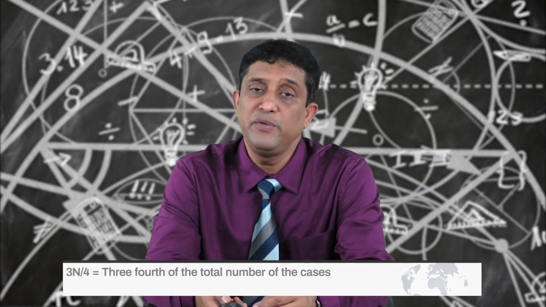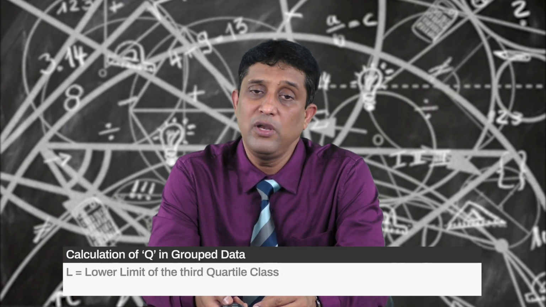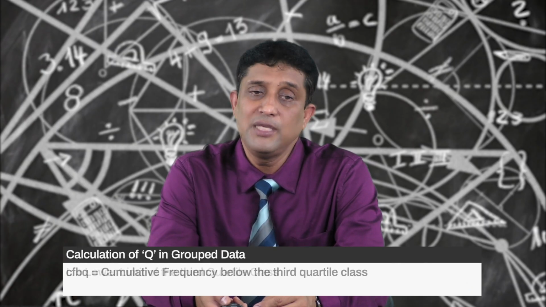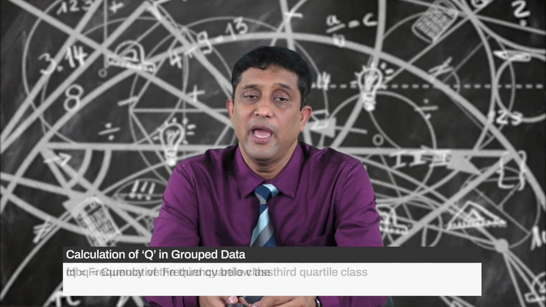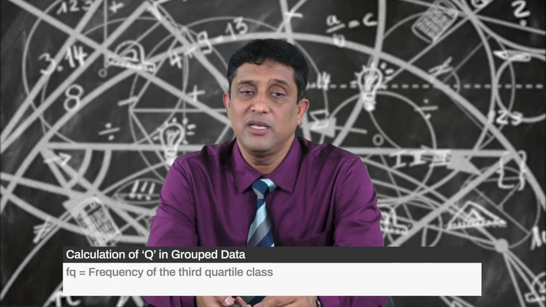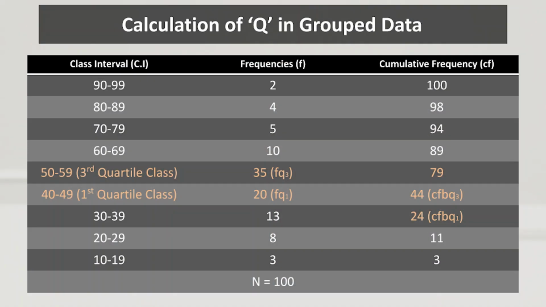3N by 4 is 3/4 of the total number of cases, and L is the lower limit of the third quartile class. CFBQ is the cumulative frequency below the third quartile class. FQ is the frequency of the third quartile class, and CI is the size of the class. Then here you see in the table how we have calculated it. The first two columns we have already discussed: class interval and frequency. But the third column is the cumulative frequency.